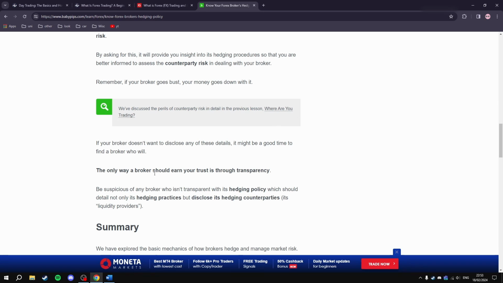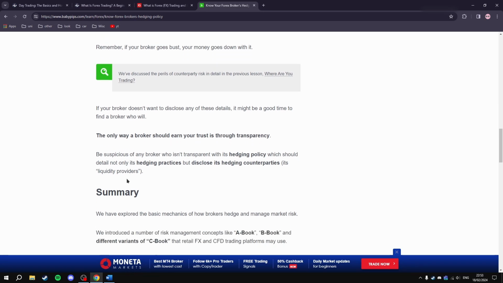The only way a broker should earn your trust is through transparency. Be suspicious of any broker who isn't transparent with its hedging policy, which should detail not only its hedging practices, but disclose its hedging counterparties, its liquidity providers.